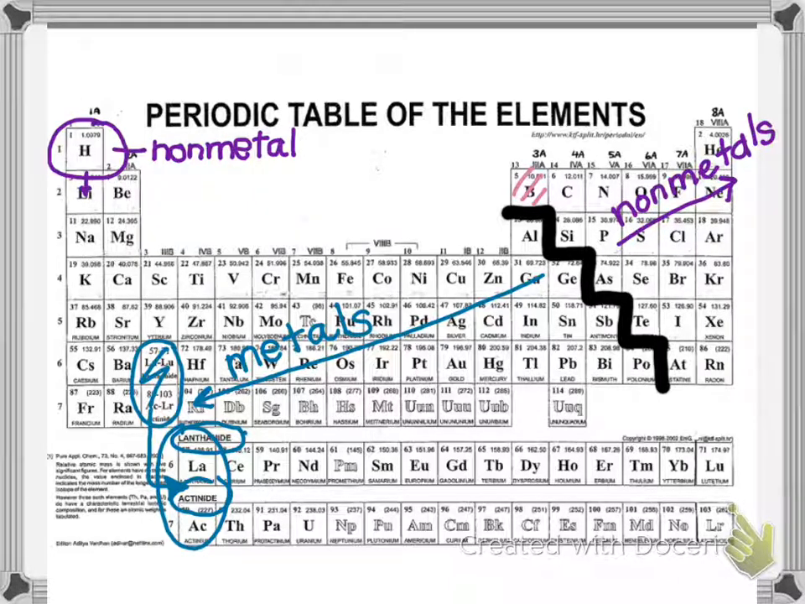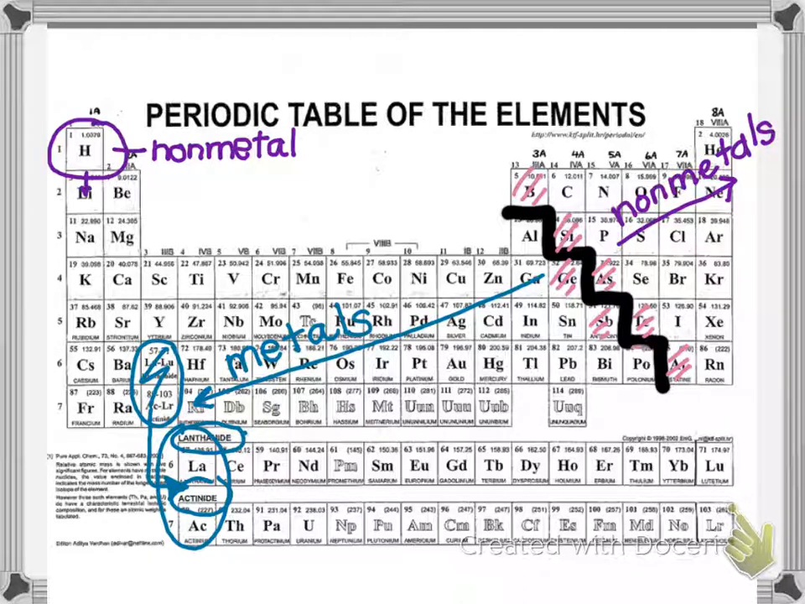Boron right here is a metalloid. Silicon and germanium, like when they talk about Silicon Valley in California where the electronics industry is, it's because that was a semiconductor used in electronics. Arsenic and antimony, and tellurium and astatine.